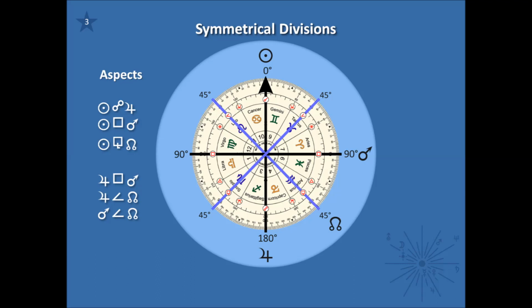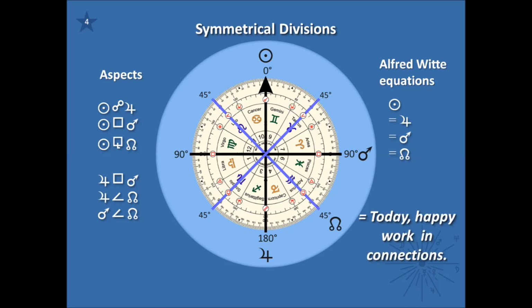Some people think Uranian astrology is more complicated than traditional astrology, but the amount of aspects here seems to make an interpretation not really easy for beginners. And what about Uranian astrology equations by Alfred Witte? On the right, you will find the same information in mathematical equations, the language of planetary pictures. Sun equals Jupiter equals Mars equals moon nodes. The meaning of this is: today, happy work in connections. I call this short and effective.